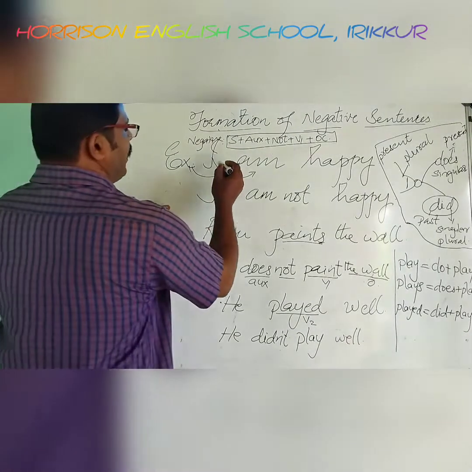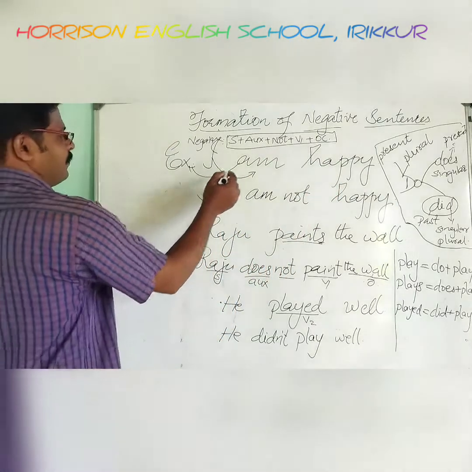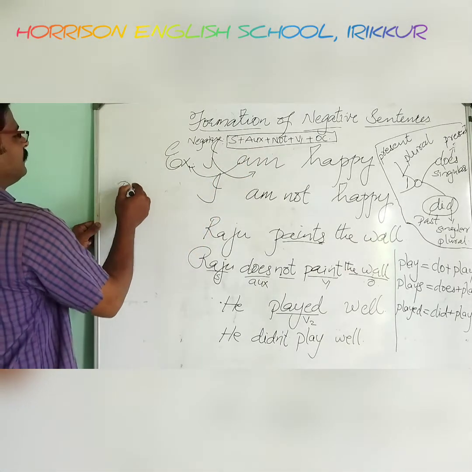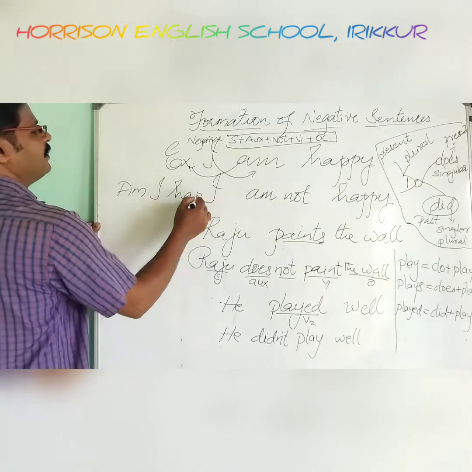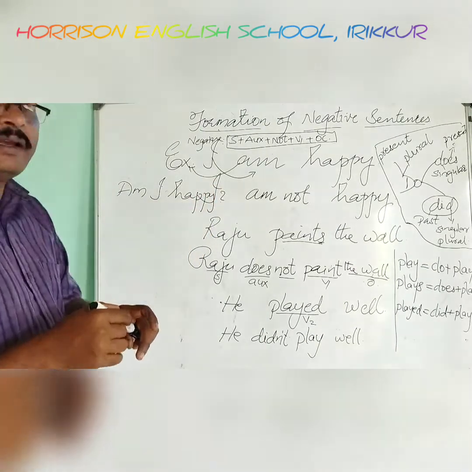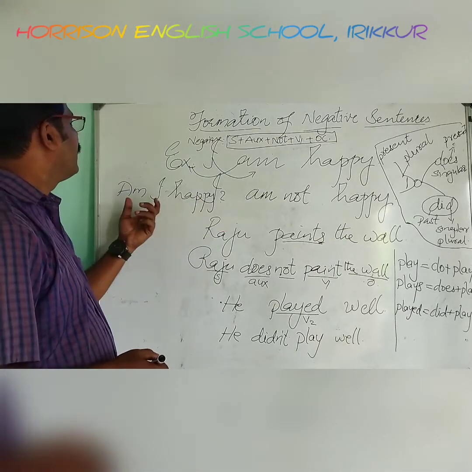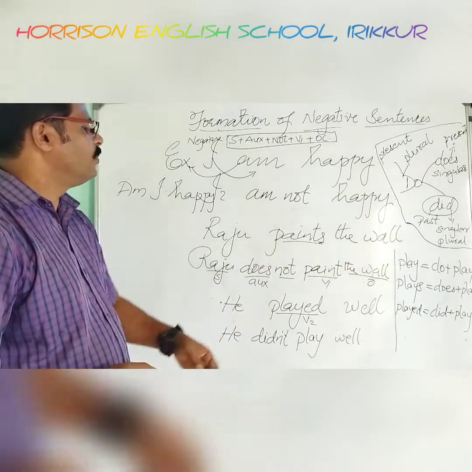Here, I am happy. We can make it a yes or no question by bringing the auxiliary to the first place. That is, am I happy? Remember to put the question mark at the end. An interrogative sentence ends with a question mark. Am I happy?